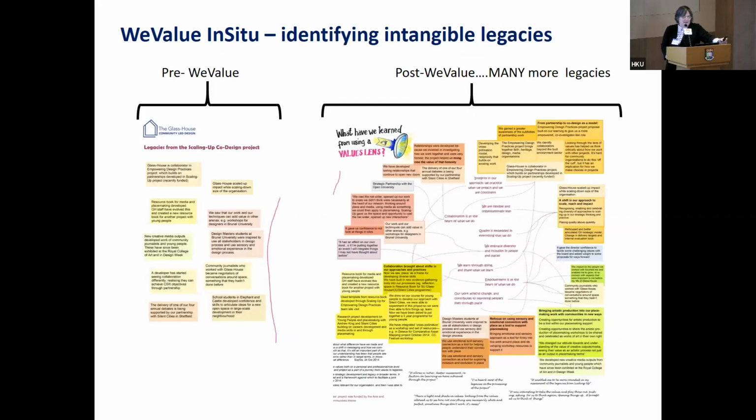When you look at legacies, this is a very interesting application. If you look at the legacies of a project before the project team has gone through a WeValue process, and you ask them, what are the legacies of your project? They will tell you something like this. This is a study done with the Arts and Humanities Research Council of the United Kingdom. They wanted to know what kind of legacies some projects had left. And this is what this team had said was their legacy.